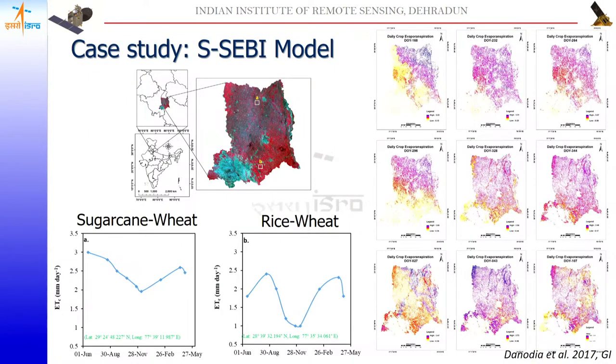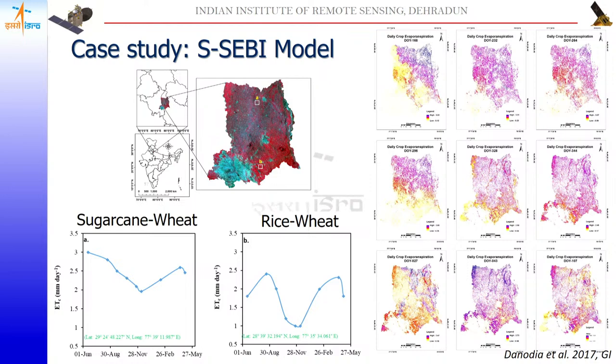We validate this study with the ground observation also. As I already briefed you, this study we did for Delhi as well as the Western Uttar Pradesh region, and we very precisely define the evapotranspiration rate and its pattern for the sugarcane wheat cropping pattern as well as the rice wheat cropping pattern for the period of 2014-15. And this work we also published in a peer reviewed journal.